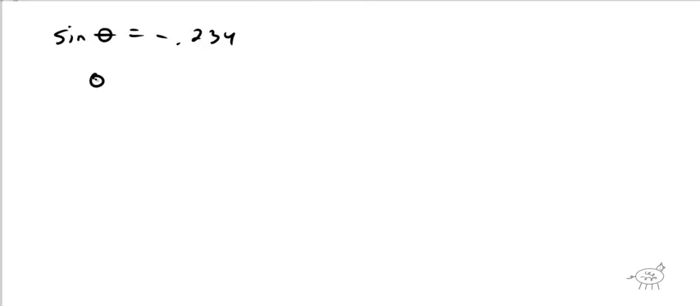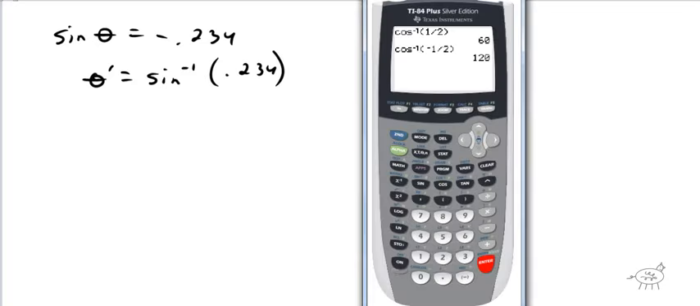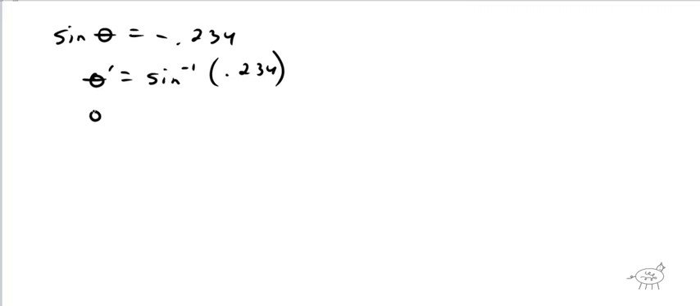Well, the first thing I'm going to do is find the reference angle, and the reference angle is inverse sine of positive 0.234. Always use the positive values. So let's bring our calculator up here. We're going to do second sine of 0.234. We get our answer, 13.5 degrees. We'll just put it in as one decimal here. So theta prime equals 13.5 degrees.